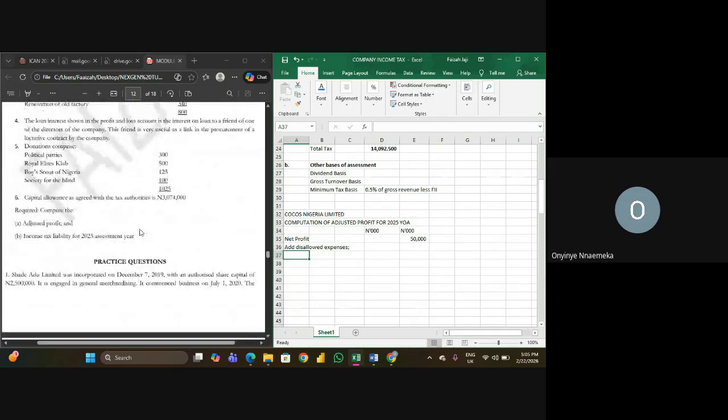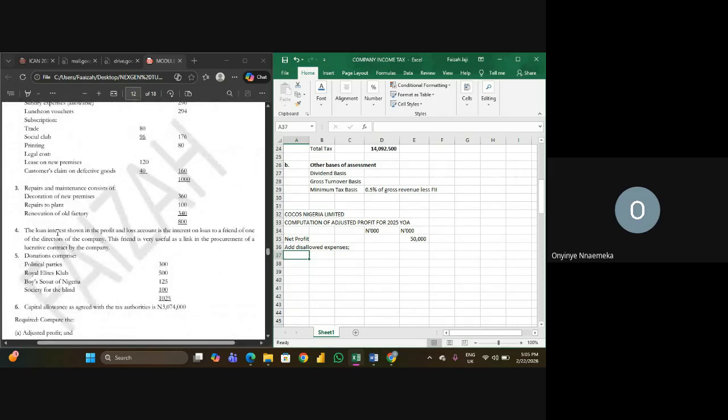So it says that this loan interest is the interest on a loan to a friend or one of the directors. So whether you gave one of the directors a loan, or the person gave you a loan, it is a disallowed expense because, number one, this connection shows a related party, that is a connected person.